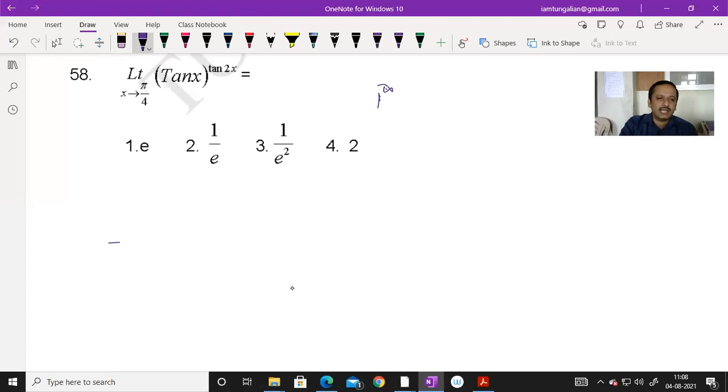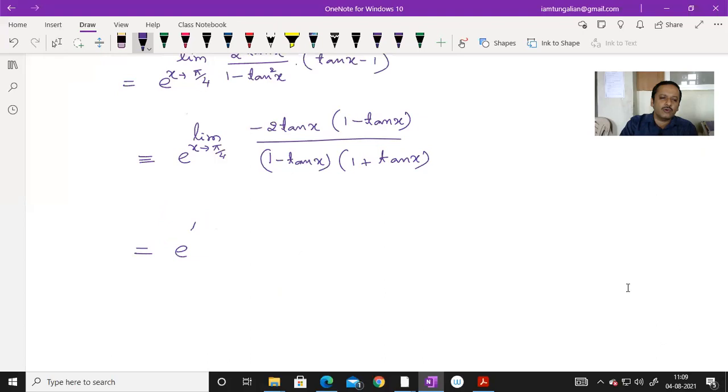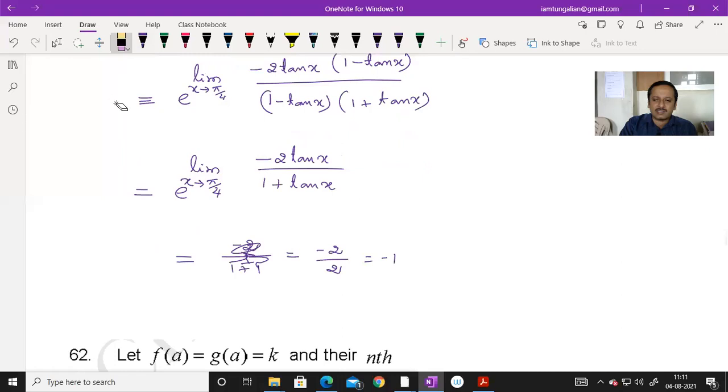So we can write this as e to the power limit x tends to pi by 4 of g of x. What is g of x? Tan 2x into f of x minus 1, where f of x is tan x, minus 1. So that is equal to e to the power limit x tends to pi by 4. Now for this tan 2x, we know the formula. What is that formula? 2 tan x divided by 1 minus tan square x, into tan x minus 1.